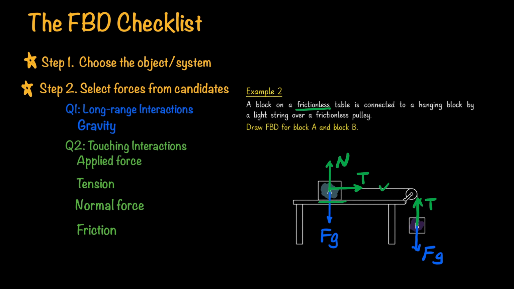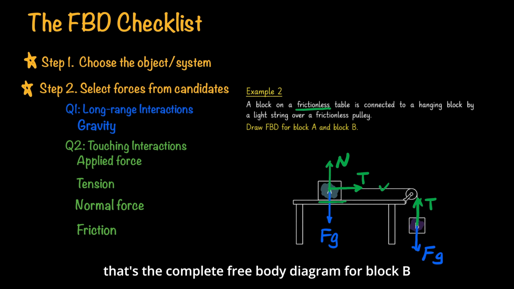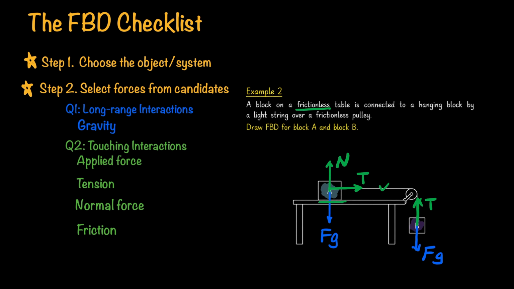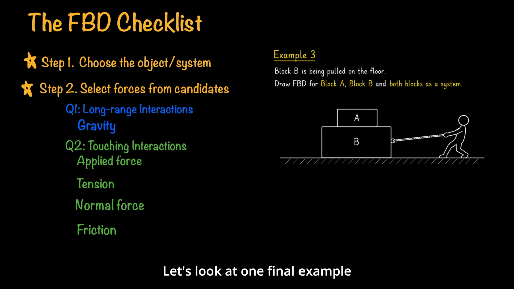Anything else? No, nothing else is touching it. So that's it. That's the complete free body diagram for block B. Let's look at one final example.